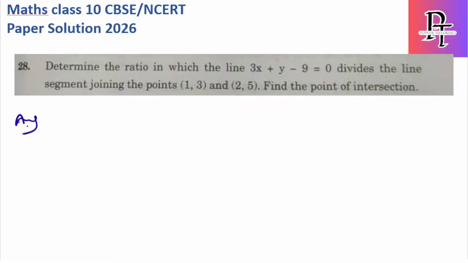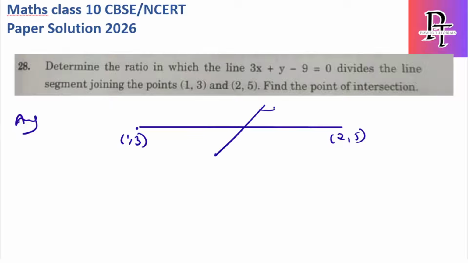Determine the ratio in which the line 3x plus y minus 9 equals 0 divides the line segment joining the points (1, 3) and (2, 5). So we have a line joining 1 comma 3 and 2 comma 5, and another line 3x plus y minus 9 equals 0, cutting it at some point. Let's mark it as (x, y). We want the ratio in which it is divided.